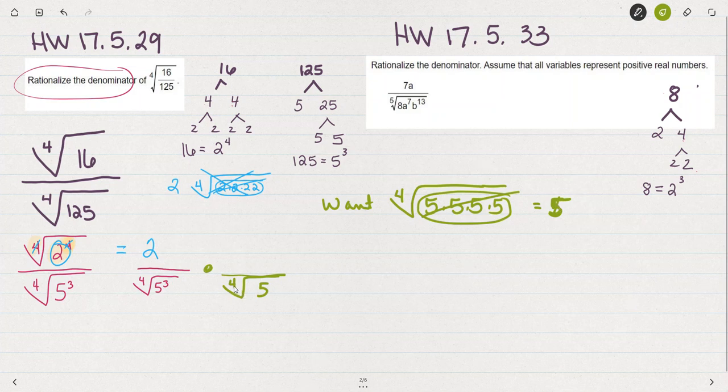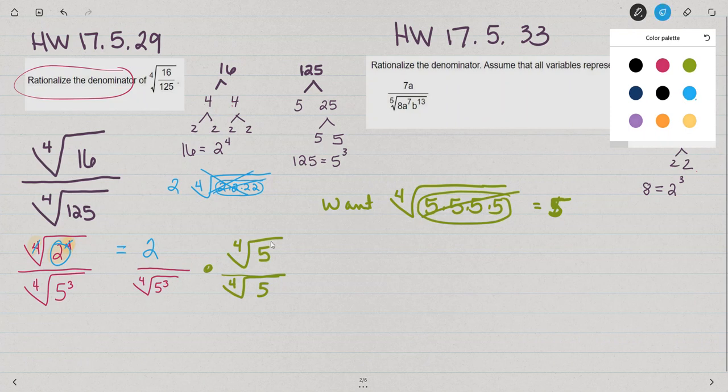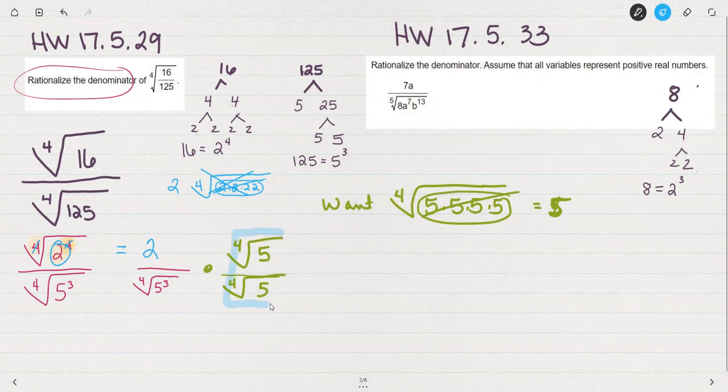Now, if I'm going to multiply the denominator by the 4th root of 5, I'm going to have to also multiply the numerator times the 4th root of 5. Now here's a trick. If you've struggled with this, I want to encourage you to use a different color for that part that you're multiplying. You see how this 4th root of 5 over 4th root of 5 is what I've multiplied by? I'd encourage you to do that 4th root of 5 over 4th root of 5 with a different color, as you see I've done here.